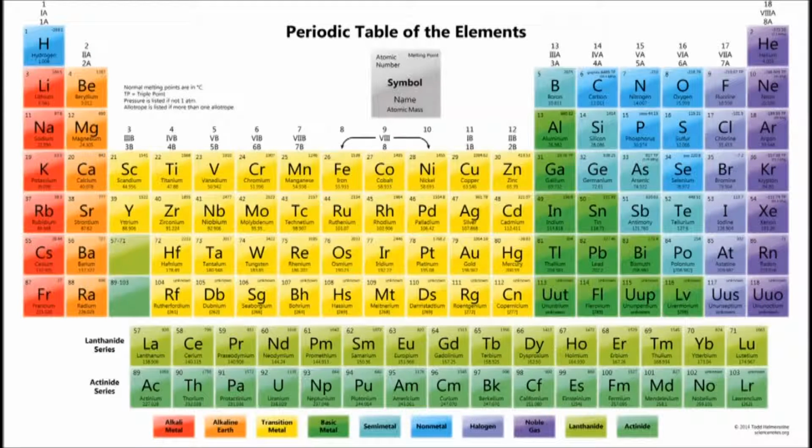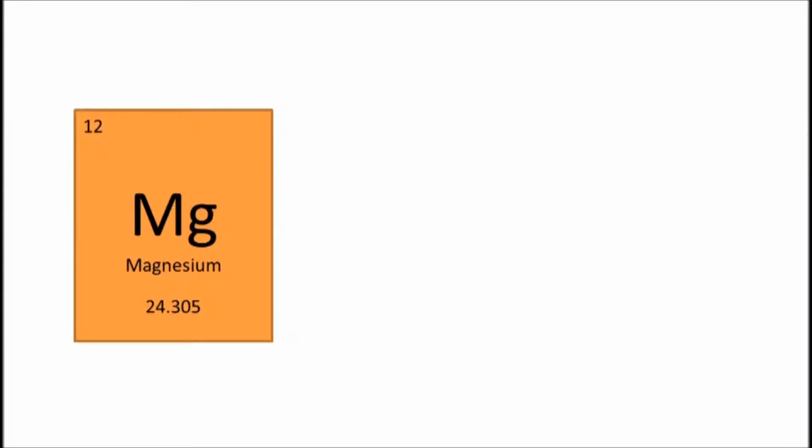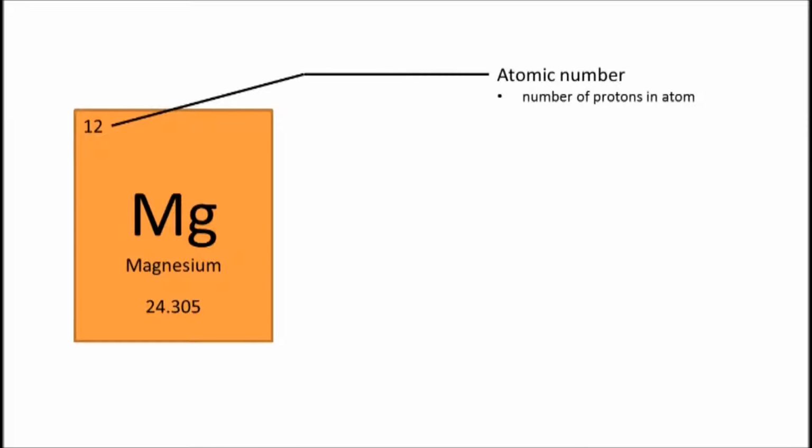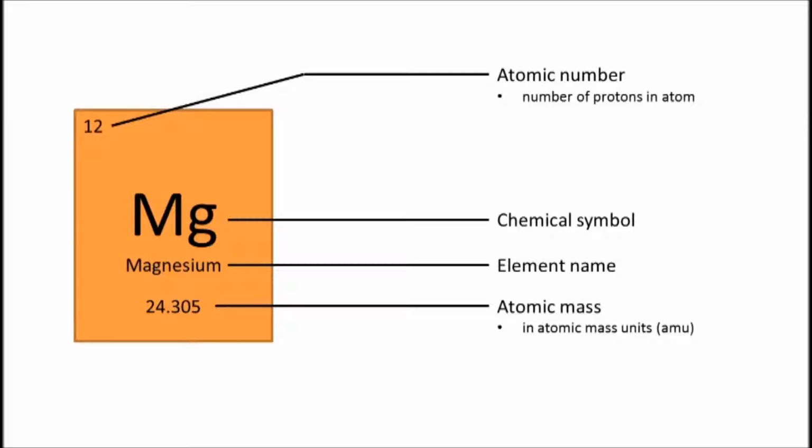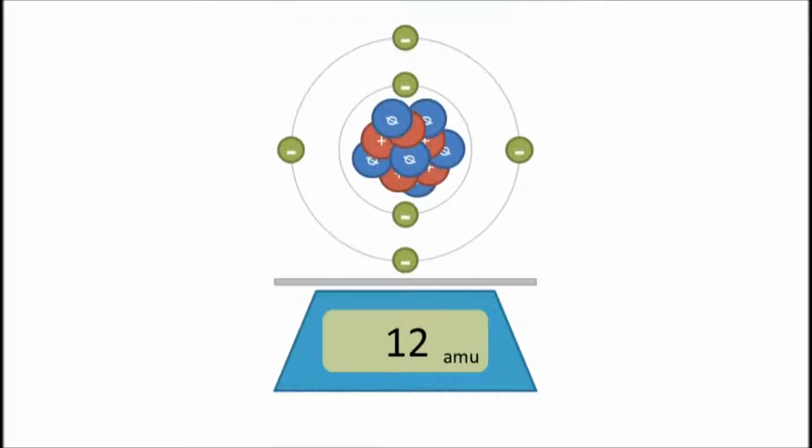Information on individual atoms can be found in the periodic table, where the elements are arranged and grouped by their chemical and atomic properties. Each element contains three main pieces of information on its atom: the atomic number, also the number of protons in the atom; the element's name and its chemical symbol; and the atomic mass in atomic mass units, AMU, where 1 AMU is 1/12 the mass of a carbon-12 atom.